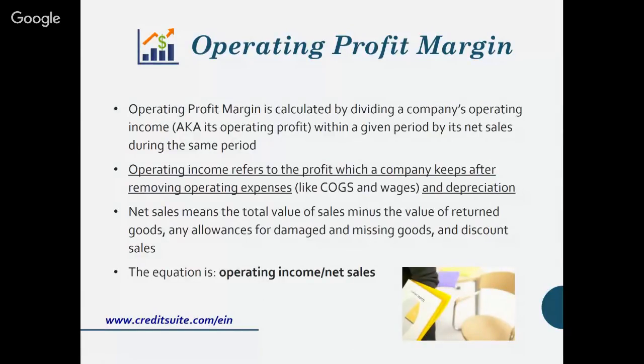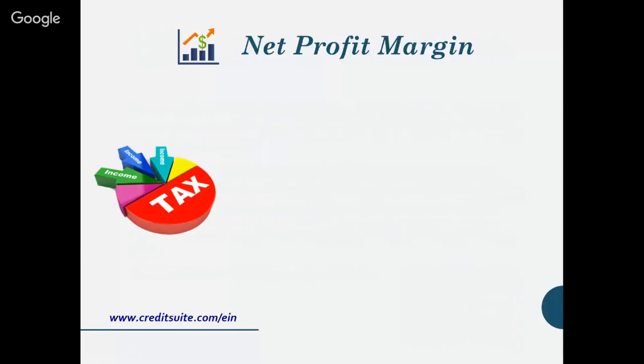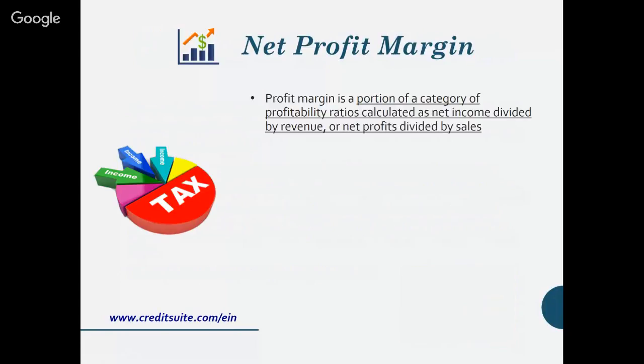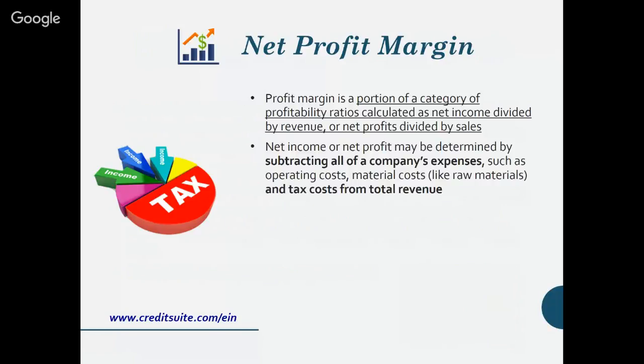Any allowances for damage, missing goods, discount sales, those types of things. So the equation looks just like this: your operating income divided by your net sales. And that's what will give you the operating profit margin. Now, your profit margin is a portion of a category of profitability ratios calculated as net income divided by revenue, or net profits basically divided by sales. So let me explain what that means.